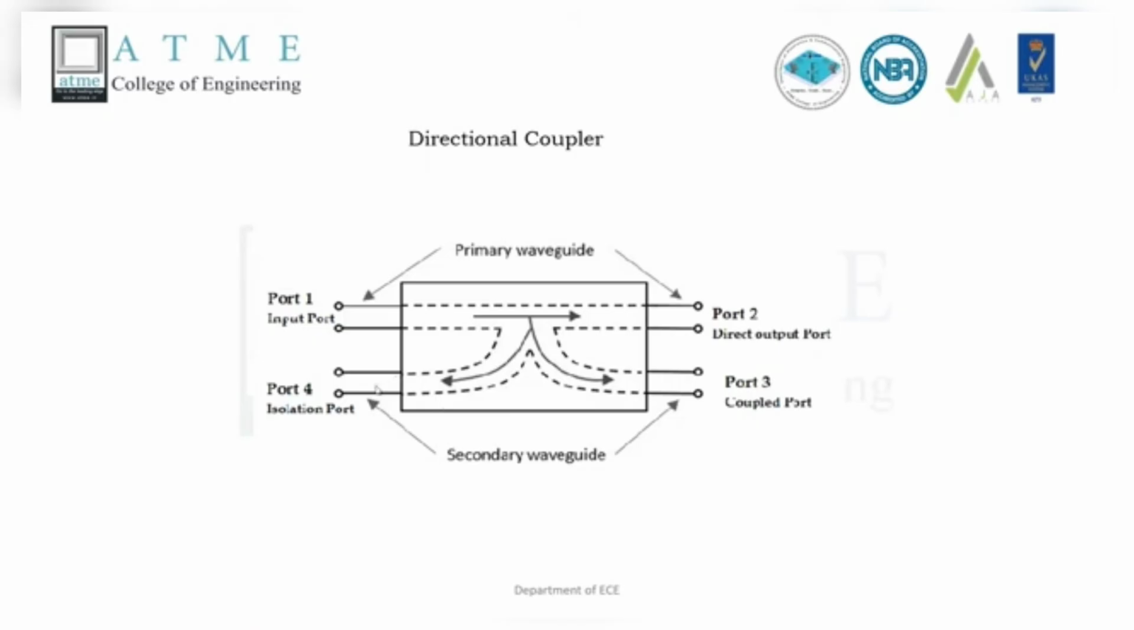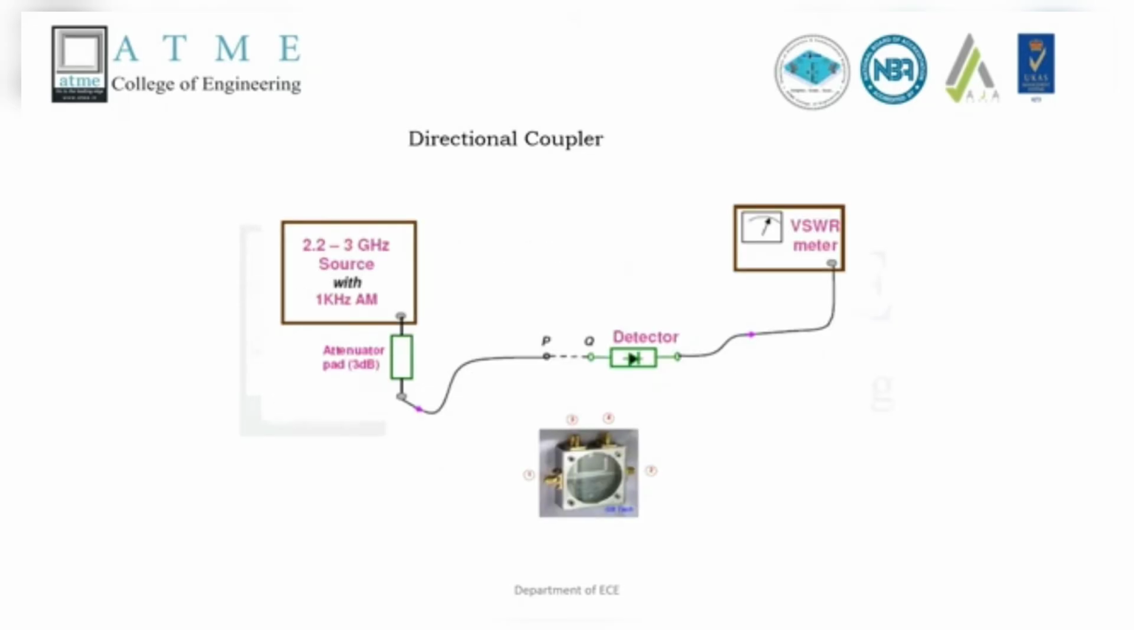If the power is incident through port 4, a portion of it is coupled to port 2 but not port 1, and if the power is incident through port 3, a portion of it is coupled to port 1 but not to port 2. So this is how it works. Ideally the output of port 4 should be 0. But practically, we can see that a small amount of power will come back, and this power is observed at port 4.